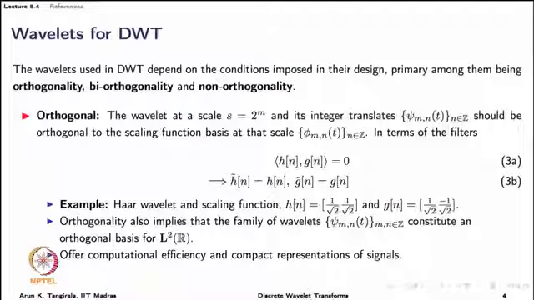Now, this condition can be restated in terms of the filters. Essentially, we want the filters to be orthogonal. What do we mean by orthogonal filters? Well, the inner product of the low pass and the high pass filters should be 0. So, let us take the example of a Haar wavelet.